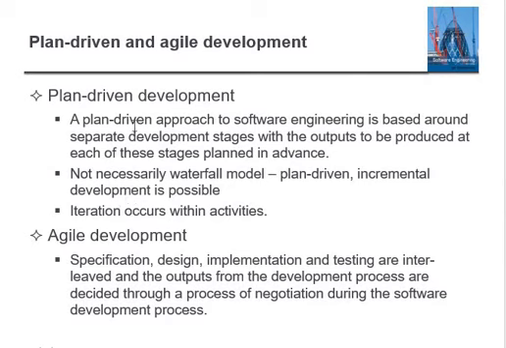Okay, so the plan-driven approach to software engineering is based around separate development stages with the outputs to be produced at each of the stages. We have seen that the process is divided into phases and each phase will give something as output. While in the case of agile development, specification, design, implementation and testing are interleaved, and the outputs from the development processes are decided through a process of negotiation during the software development process.